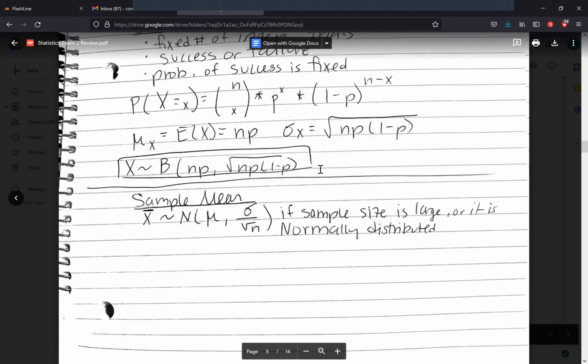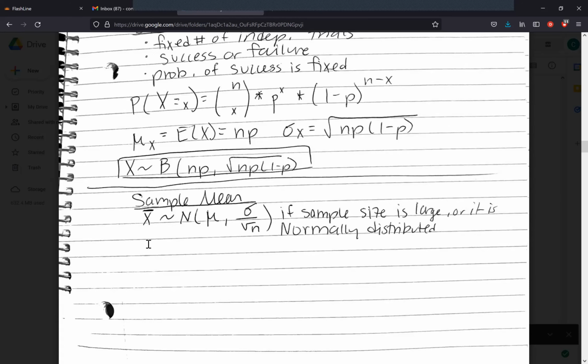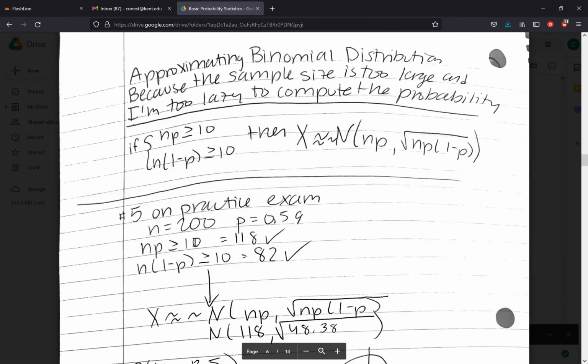So the next distribution is the sample mean, x bar. If the sample size is large or if the problem says that it's normally distributed, then x bar, the sample mean, is normally distributed with a mean of the population mean, mu, and a standard deviation of the population standard deviation, sigma, divided by the square root of n, the sample size.